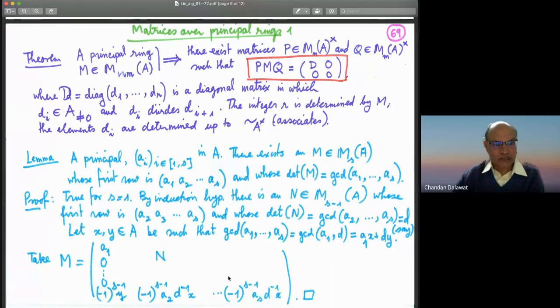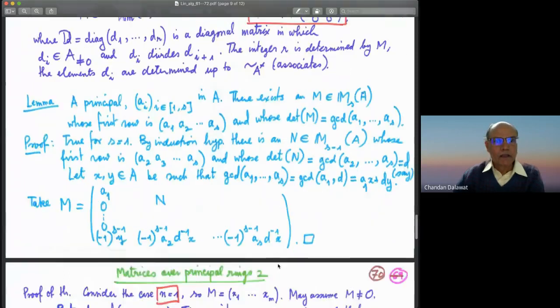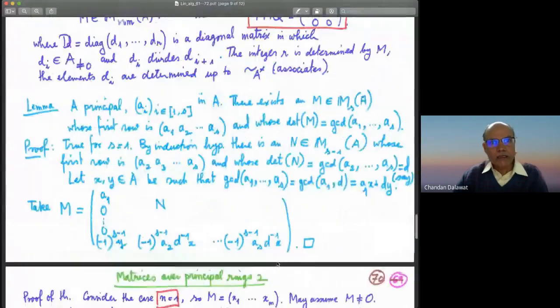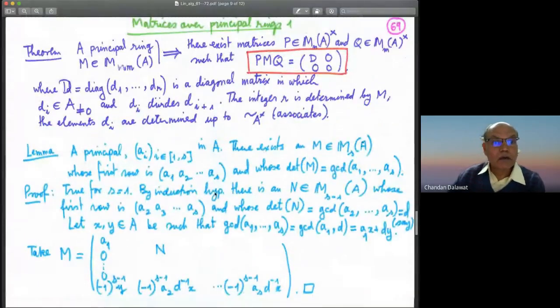So now this is just a matter of checking. It's a different question as to how somebody came up with this matrix, but as long as it does what we need, let's not ask too many questions. But I would expect you to check that the determinant of this matrix is equal to a1x plus dy, right? Yes. And the first row is obviously a1 to as. So this is the lemma we will use, and let's now come to the proof of this theorem.